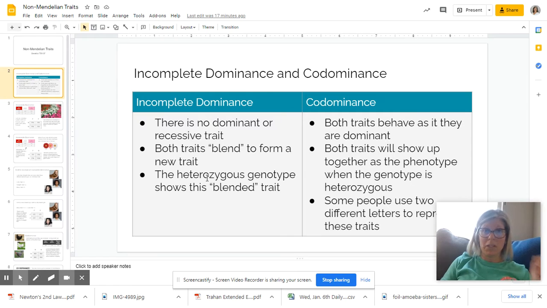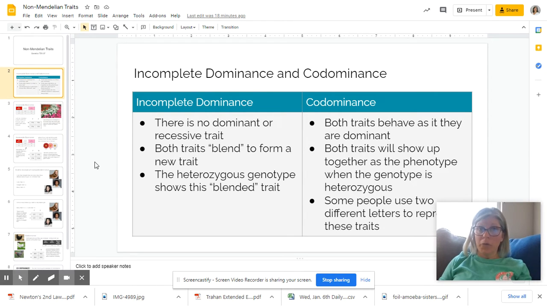So remember, your heterozygous genotype had the capital letter and the lowercase letter. For codominance, the same is true. You don't have a dominant or a recessive trait, but both traits actually appear together, sort of with each other. So in most cases for codominance, we'll see the traits as two completely different letters because the two traits will work together and be shown at the same time.